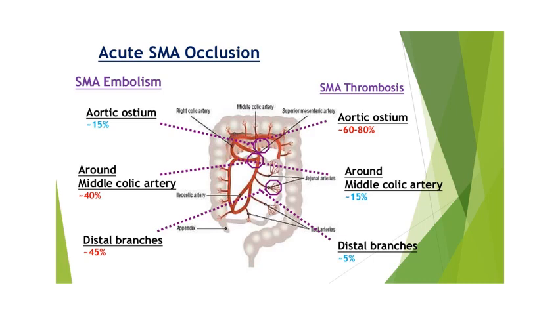دي صورة بتوضح السايتس اوف occlusion. في حالات الامبوليزم بيبقى الاوكلوجن mainly around the middle colic artery or the distal branches of the superior mesenteric artery. Superior mesenteric artery thrombosis بتبقى mainly at the ostium of the superior mesenteric artery.